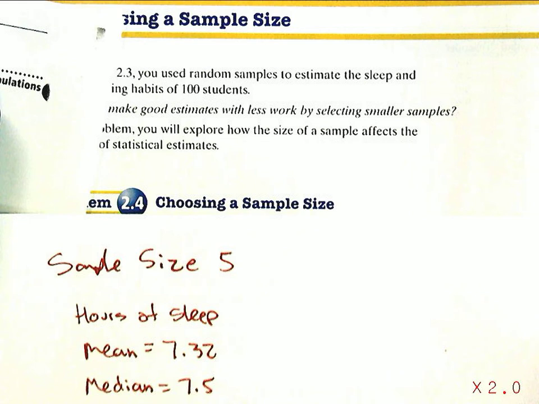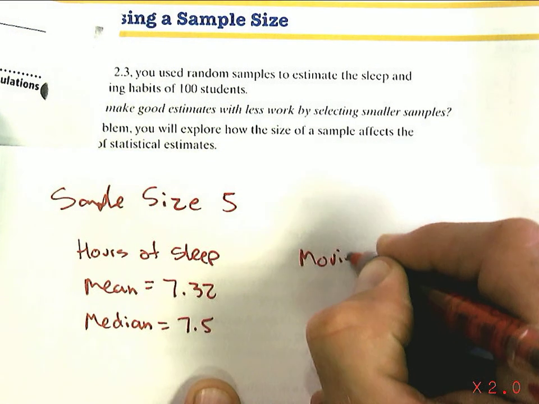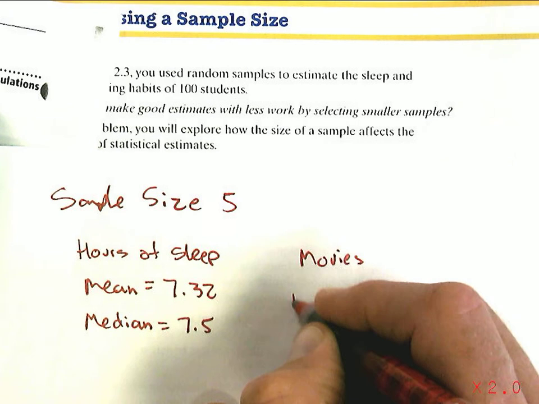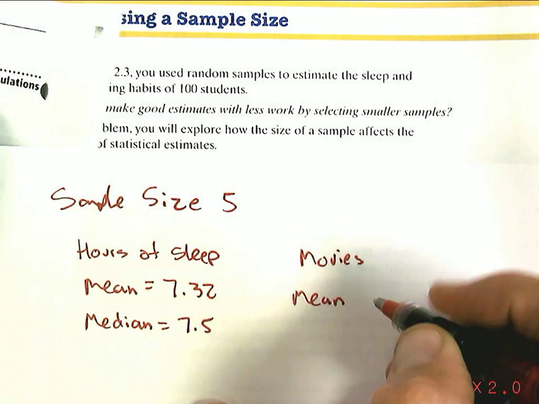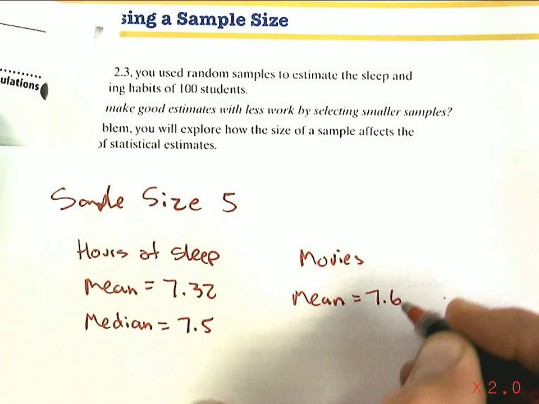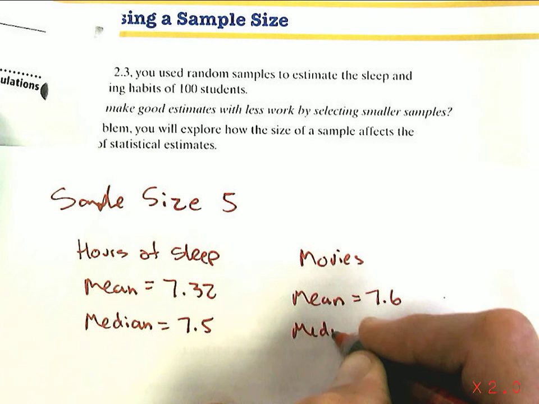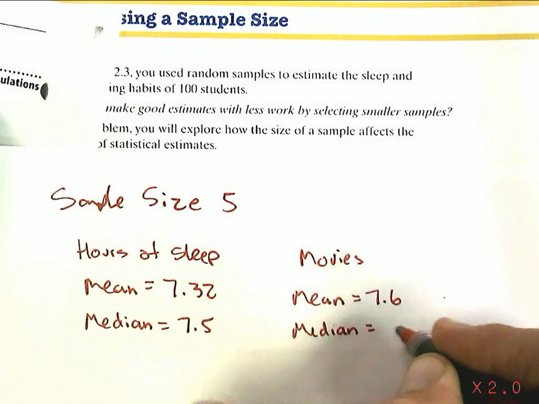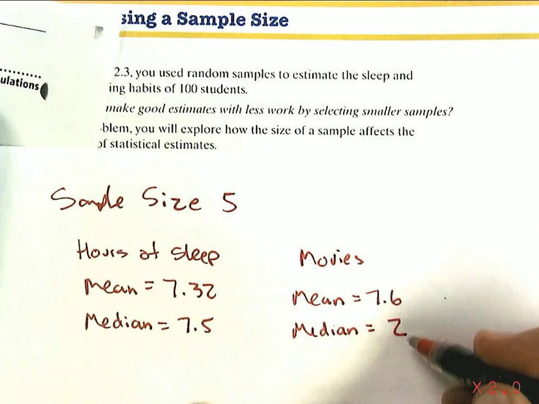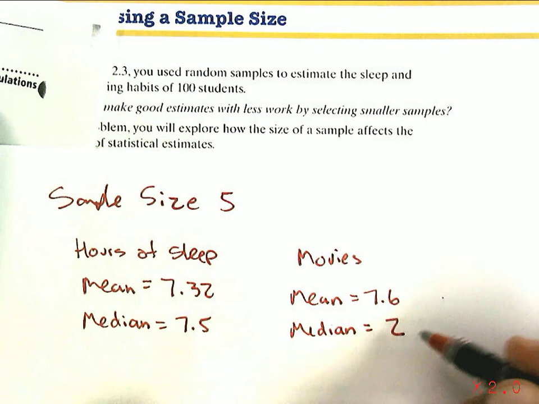And for movies watched, the mean was 7.6, and the median was 2. And somebody's saying, well, why is there such a big discrepancy between the mean and the median in this one? These two are pretty close, the mean and the median on this one.